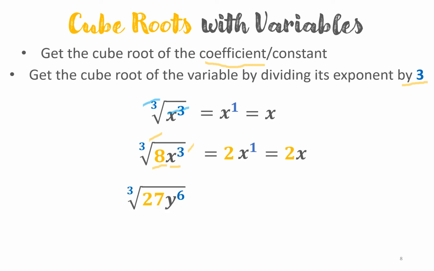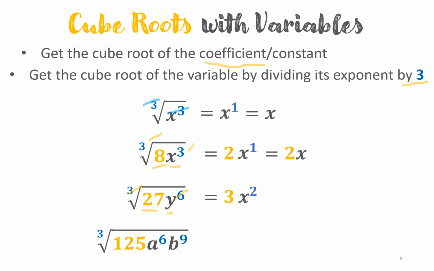Okay, next. How about this one naman? Cube root ng 27y to the 6th power. Paano gagawin? Una muna ay yung numerical value. Kunin yung cube root ng 27, that would give us 3. And then, proceed tayo sa variable, which is y to the 6. Tingnan mo yung exponent niya. Ang exponent niya ay 6, i-divide mo dun sa index, which is 3. 6 divided by 3, that would give us y squared. So, this would be our answer.